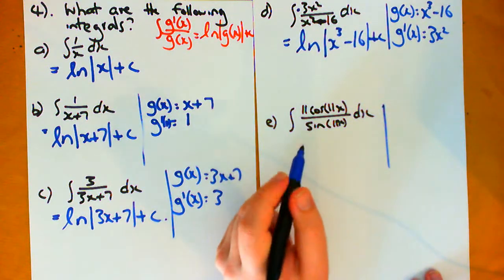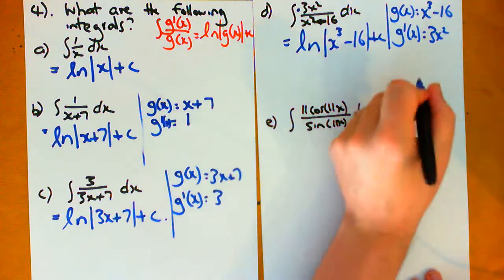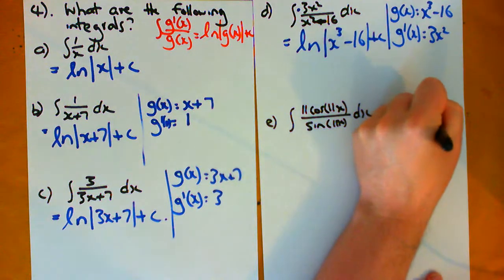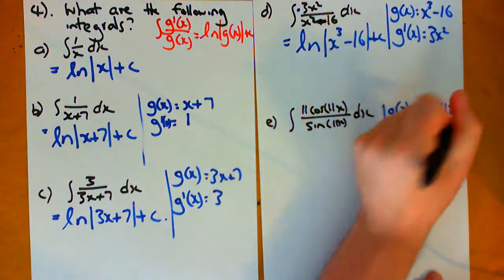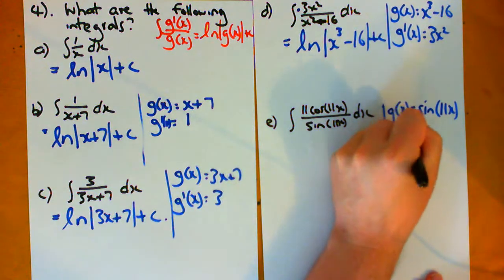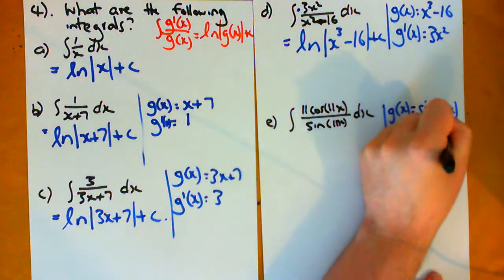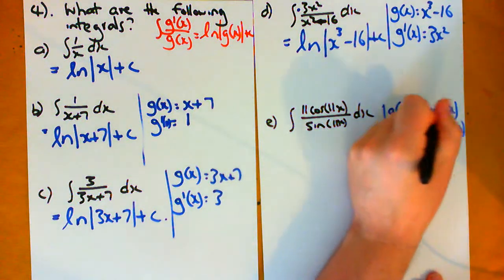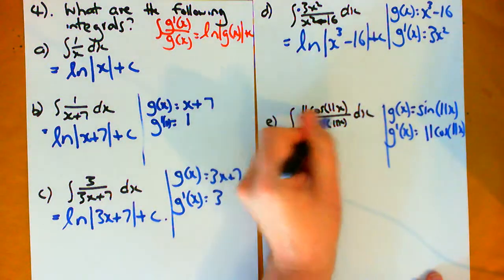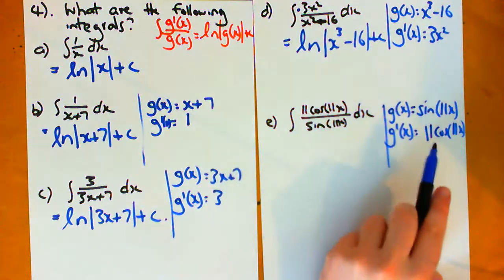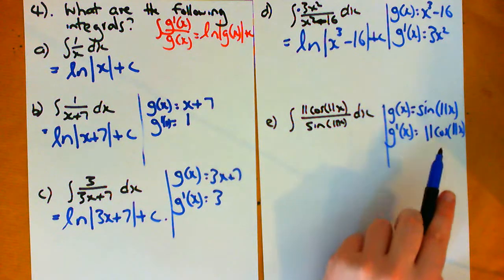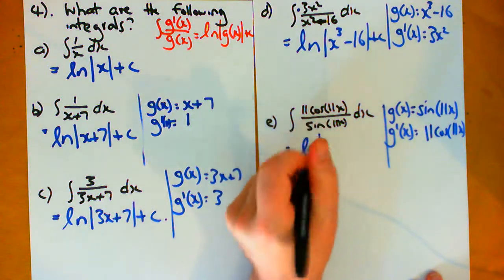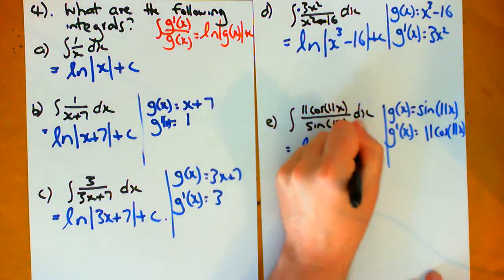And same for the next question. Looks a little bit messier, but it's actually not. So what would g of x be here? G of x would be what's on the bottom, which is sine of 11x, and if we differentiate that, we get sine differentiates to cosine of 11x multiplied by 11 by the chain rule, which is exactly what's on the top. So the top is your g dash and your bottom is your g. Has the same form again, so this is going to be ln of the bottom plus your constant.